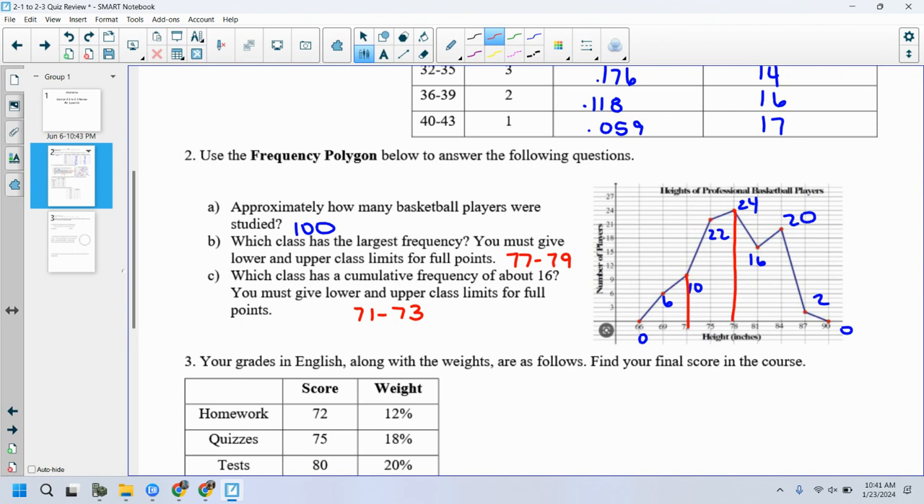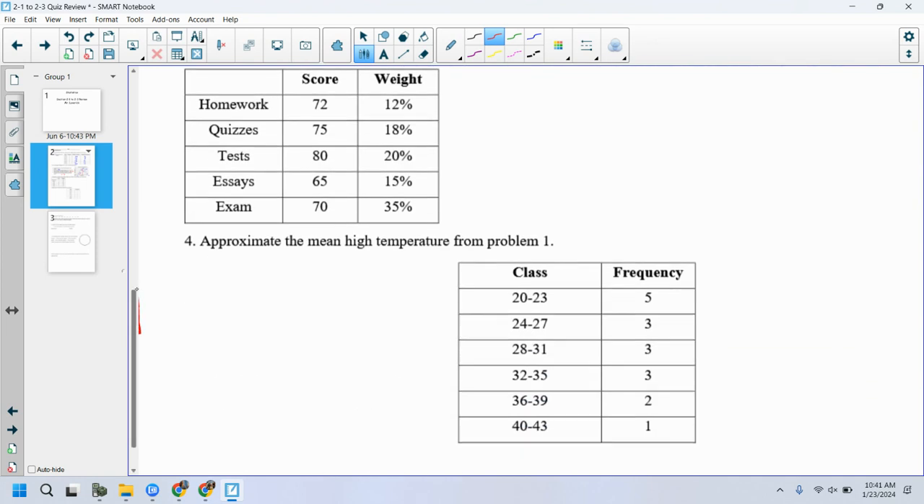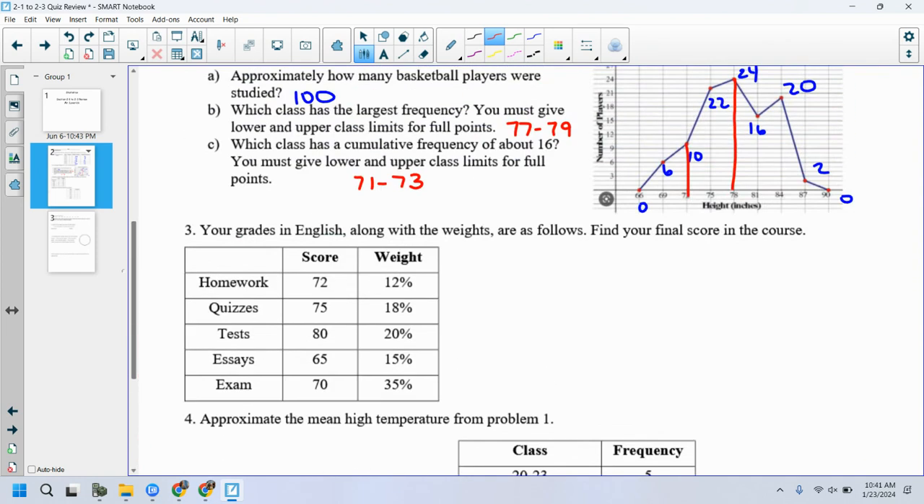All right, your grades in English along with the weights are as follows. Find your final score for the course. Remember, the weighted mean is sum of XW divided by sum of the W's. Also, this is the first assessment that you will be getting these fancy formula sheets. I don't know if you use them, but you get them. A little security blanket. But that's on here: sum of XW over sum of W. The nice thing here is that the sum of the W is just 100 or 1, however you run the numbers there.